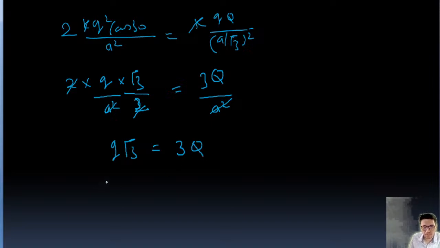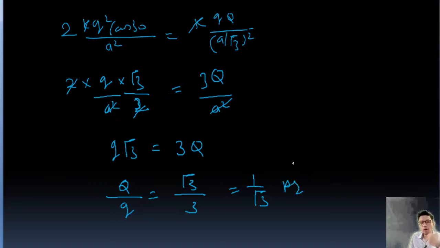So from here we need to find the ratio of capital Q upon q. So this is going to be root 3 upon 3, so that is 1 upon root 3. Okay, so this is the answer. Very good question. So which option is matching, guys? We need to find which option is matching.